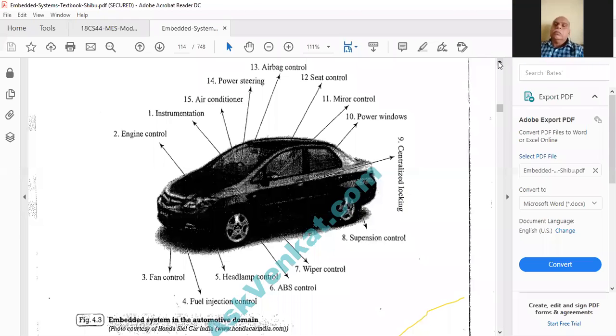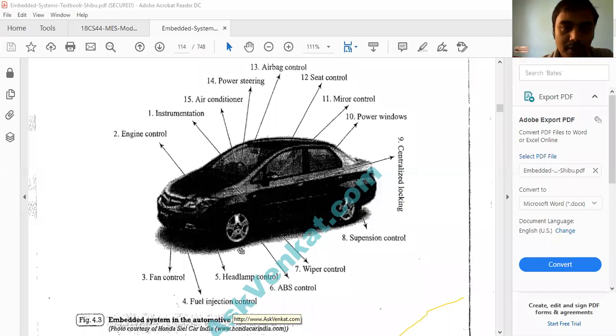Clustering is nothing but different embedded systems present in a single body or a single system, right? By taking the results or the work of all those embedded systems, the main embedded system can execute the task. So just observe here in a car. This is a Honda CL car, India.